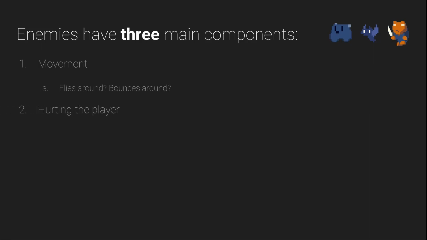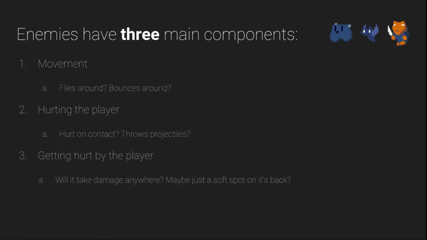The second part is hurting the player, and this is going to be whether they hurt the player on contact, maybe they throw projectiles. The enemies in Cave Story have many different ways to hurt the player. Most of them follow these two, but there are more ways to do it. And finally, how they get hurt by the player. Most of them will be able to just get shot and take damage, but some of them have weak spots, weak points, and are impervious otherwise.